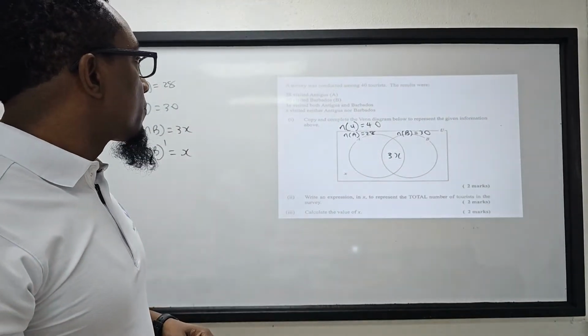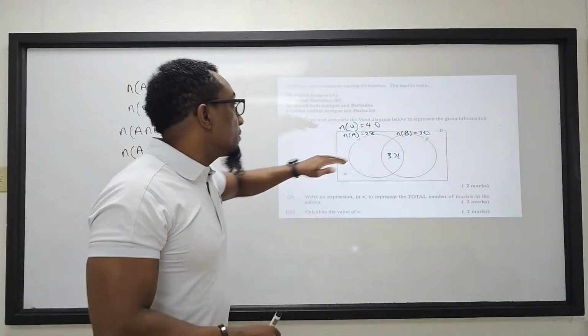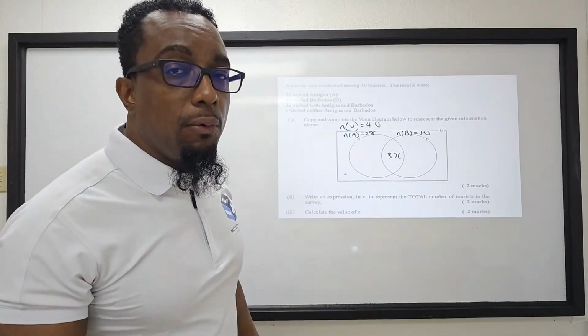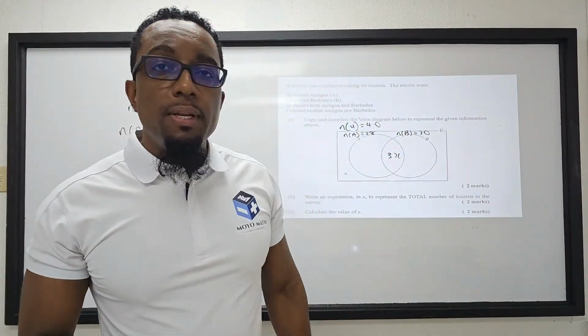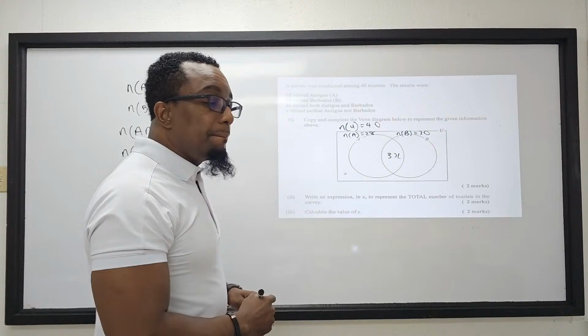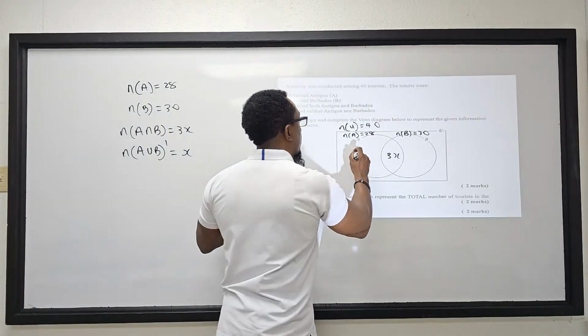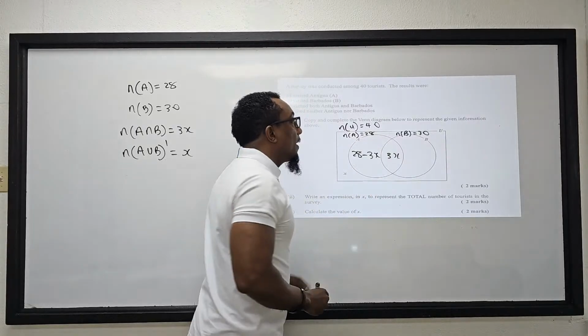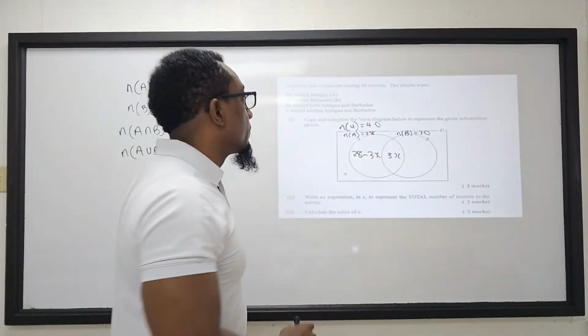So they want us to copy and complete, so easy completion. This region needs a fill, which is A only, Antigua only. This region needs a fill, which is B only, Barbados only. That can be easily found by subtracting 3x from 28. Simple. And this region can be easily found by subtracting 3x from 30.